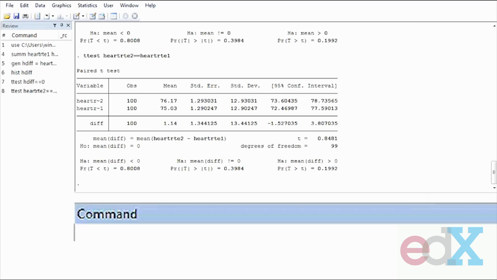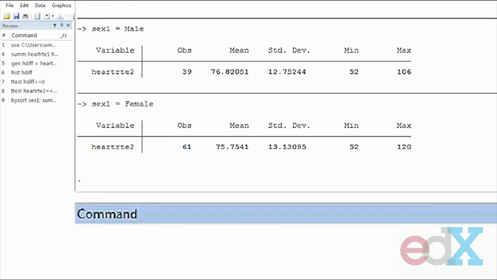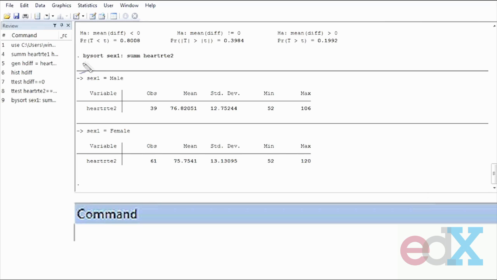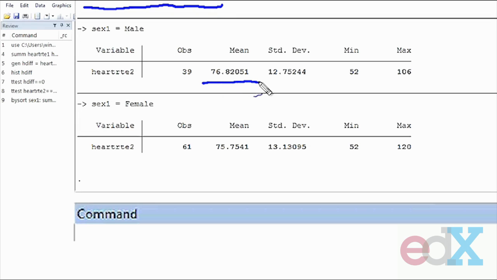We can do this through the use of the bysort command. So type in the following command. If you type in bysort sex1: summarize heartrate2, we'll get the summary statistics by sex for heart rate 2. As you can see, for men the mean is 76.8, and for females the mean is 75.7. Standard deviations are a little different, ranges are a little different, but close enough.